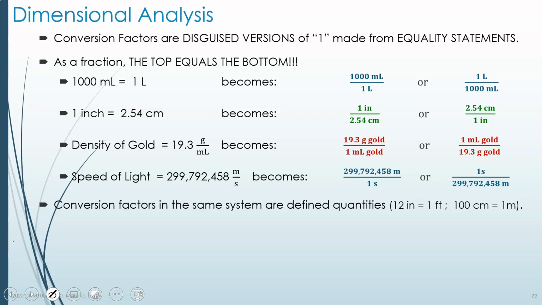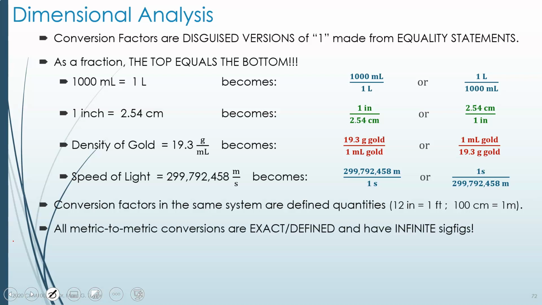Some measurements between imperial and metric are exact and defined, but some are just estimated. So all metric to metric are defined, and the reason why they're defined is because they're based on prefixes with exact defined definitions. Centi means 100th, milli means 1,000th, kilo means 1,000. And as a result, all metric to metric conversions have infinite sig figs. So why is that important to even mention that they have infinite sig figs? Well, the reason is this.